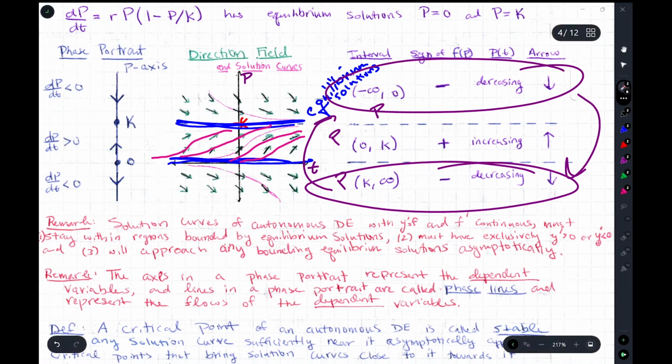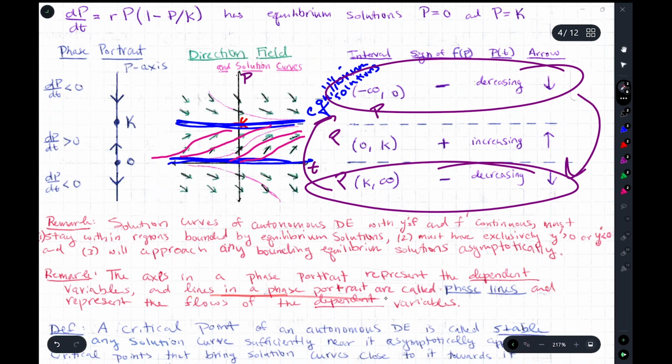And this remark here, the axes in a phase portrait represent the dependent variable. That's just to emphasize that this is the dependent variable. Sometimes, even though it's the p-axis, it will actually be drawn horizontally. We could just have flipped this down and drawn it horizontally. So there's nothing special about drawing it vertically. It is a one-dimensional line.